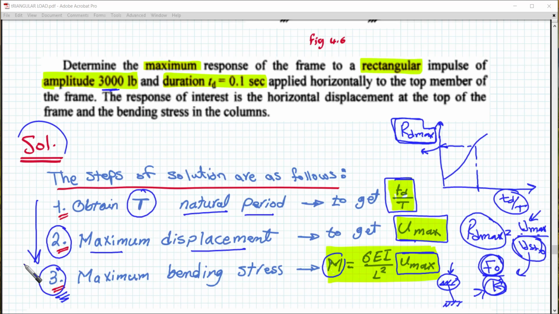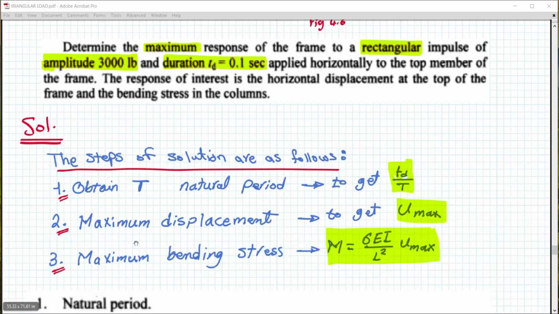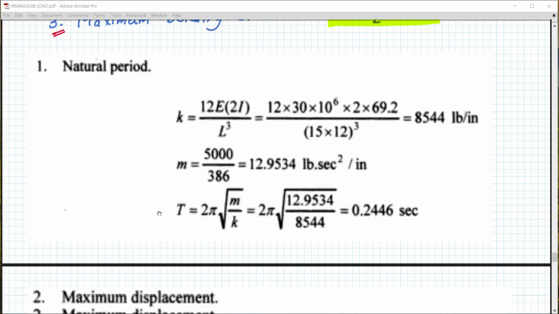Okay, so this is an important strategy for the solution of such kind of problems in general. Okay, let's clean up and move on to the detailed solution. First of all, we need to obtain, as we said, the natural period of the system.